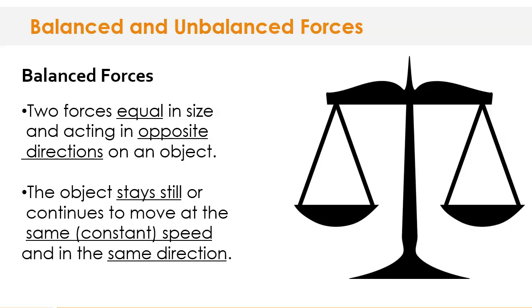So one is working in one direction, one in another direction. Maybe you have a bunch of forces working, but all of them have another one that is opposite to it. If all of these forces are equal in strength, then that object is going to keep doing whatever it was doing. If it was still, it's going to stay still. If it was moving at a constant speed and in a straight line, it's going to keep doing that. It's not going to change direction. It's not going to change speed. It's not going to suddenly start moving if it wasn't moving.